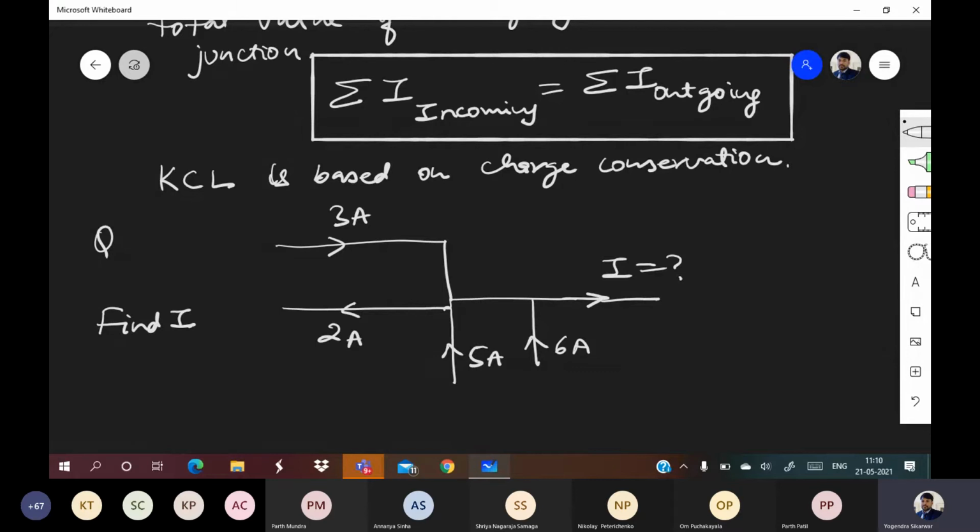Ananya, I was telling that current is nothing but charge upon time. So if you have written sigma I incoming, you can write it as sigma q incoming upon time, and that is equal to sigma q outgoing upon time. So time will be cancelled.